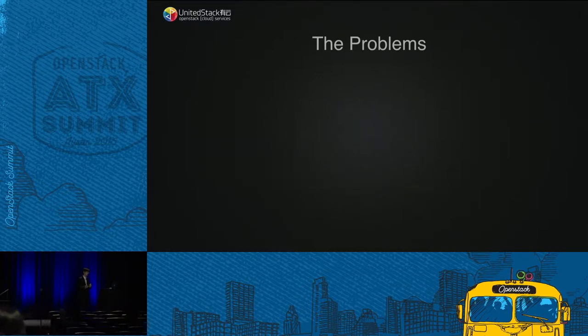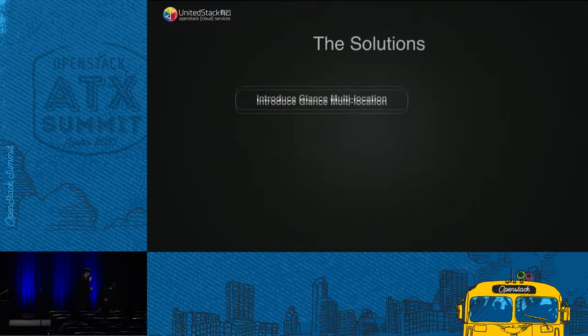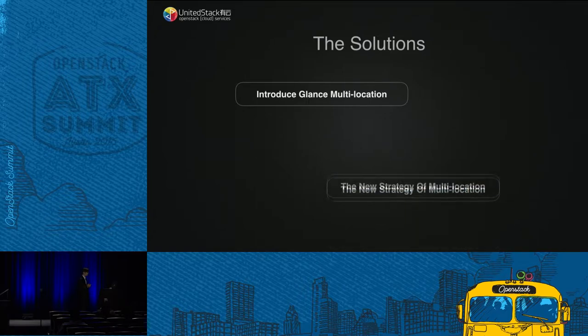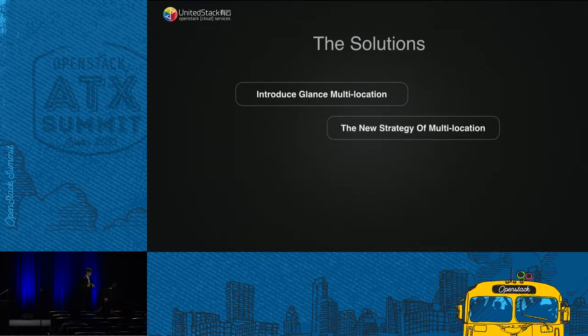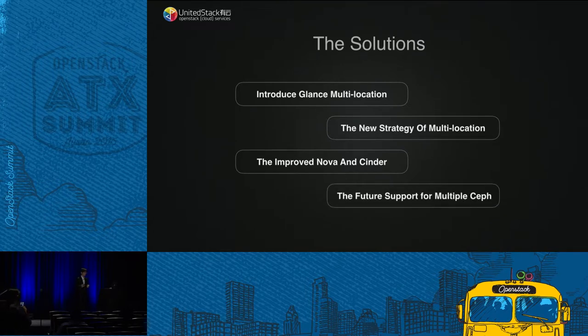These problems still exist when we are using the Mitaka OpenStack or the upstream Glance. So that's why I'm here today, to introduce our work and to address these problems. Here are our solutions. At first, I will introduce the multi-location feature and its limitations. Then we have implemented the new strategy for multi-location and improved Nova and Glance for this feature. At last, I will talk about the future support for multiple Ceph backends.